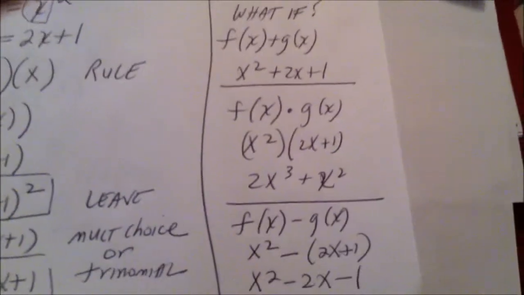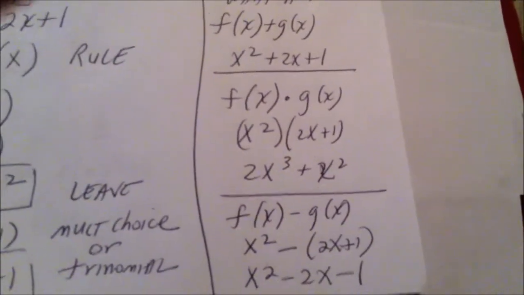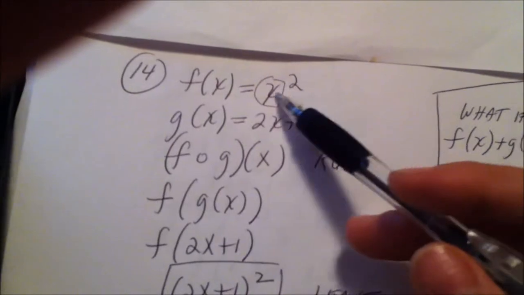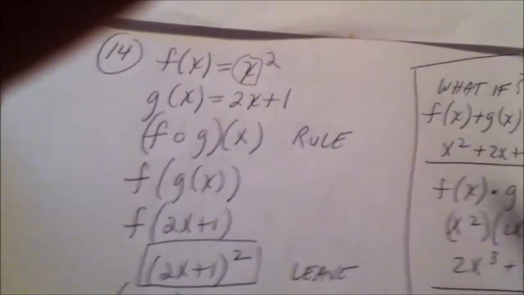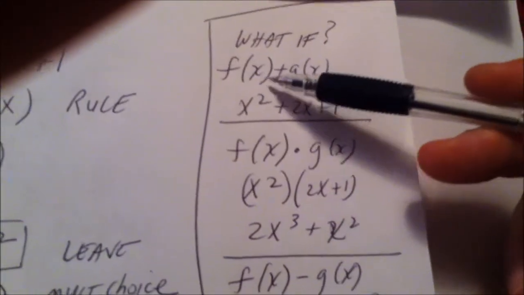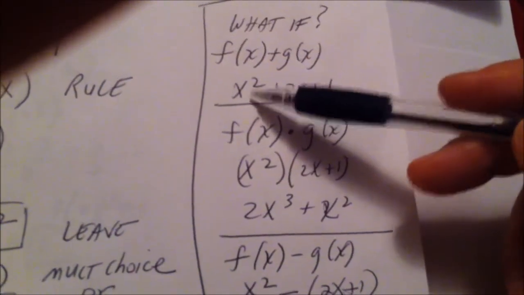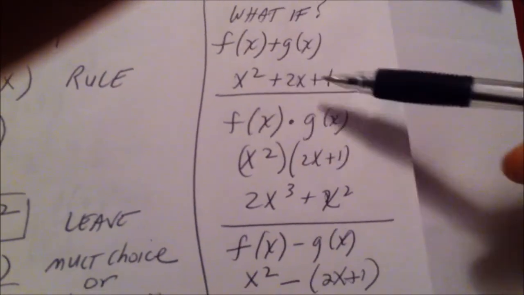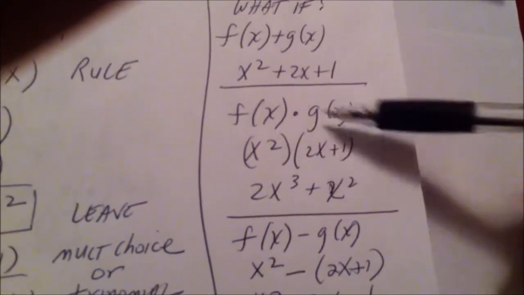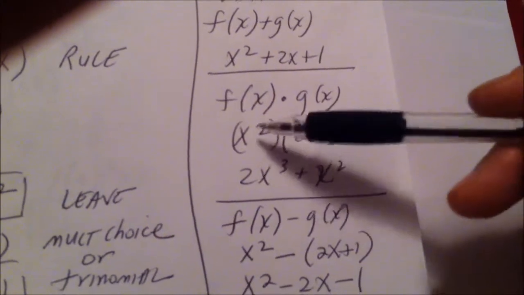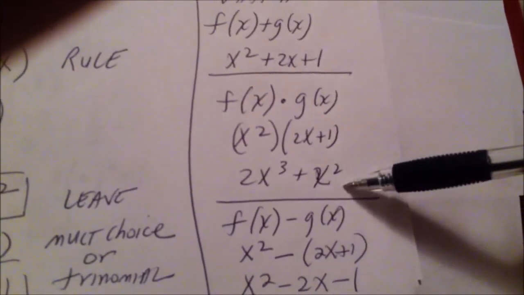So I want to show you one other thing that wasn't on the sheet. You could do more things with functions. Using these two functions here, sticking with f of x is x squared and g of x is 2x plus 1, if it said to do f of x plus g of x, you're really just adding them together. That's f of x, that's g of x, and that's their sum. But if they said to multiply it, you're just going to multiply it. I don't know why I put parentheses around there, but you distribute that x squared, and that's the product.